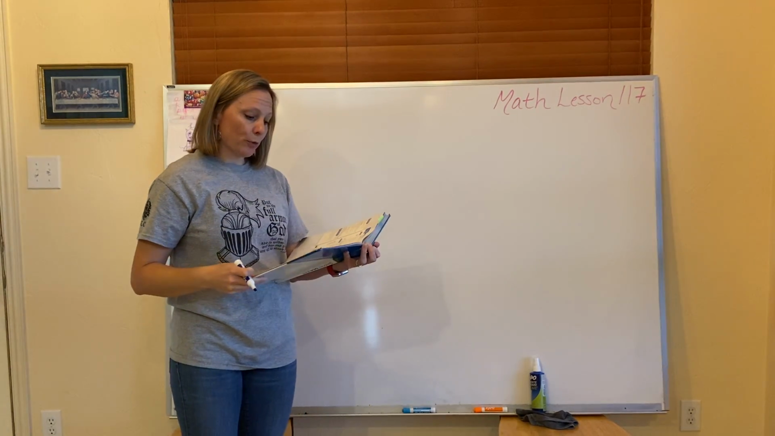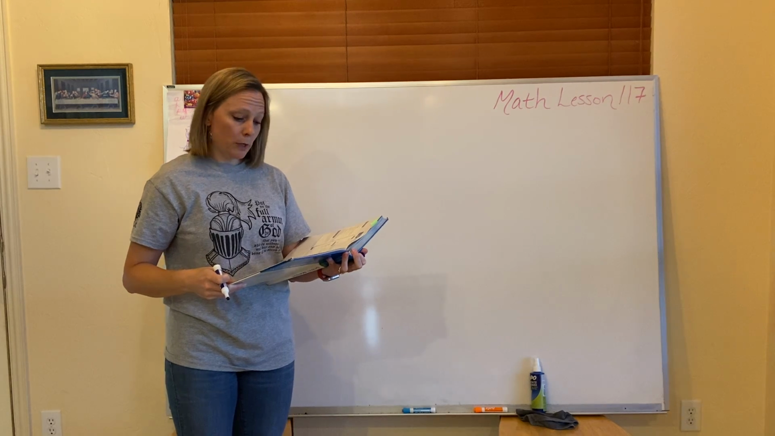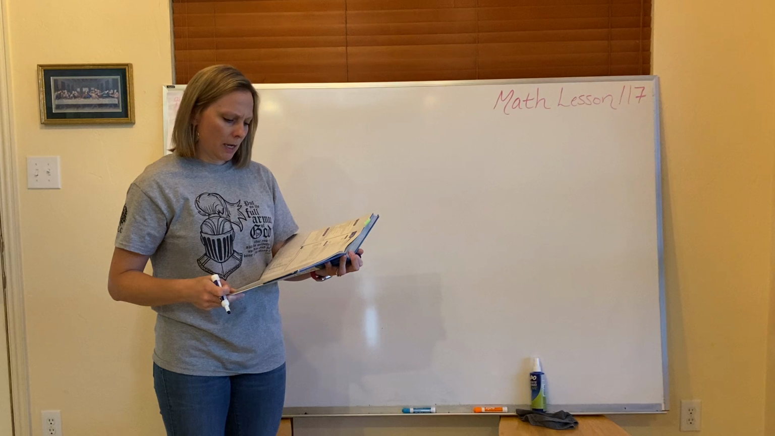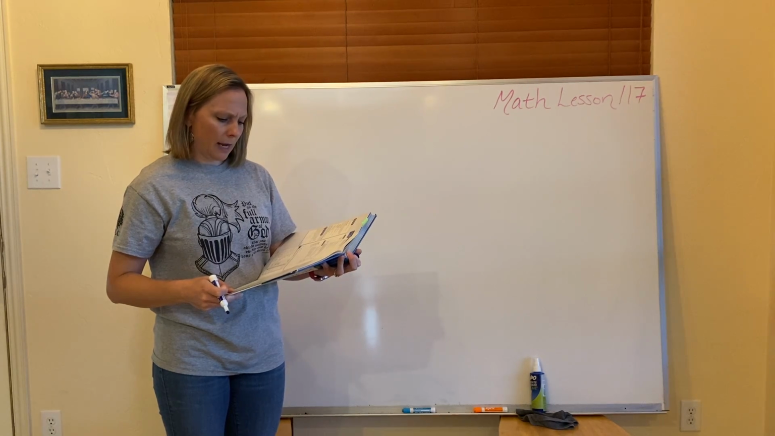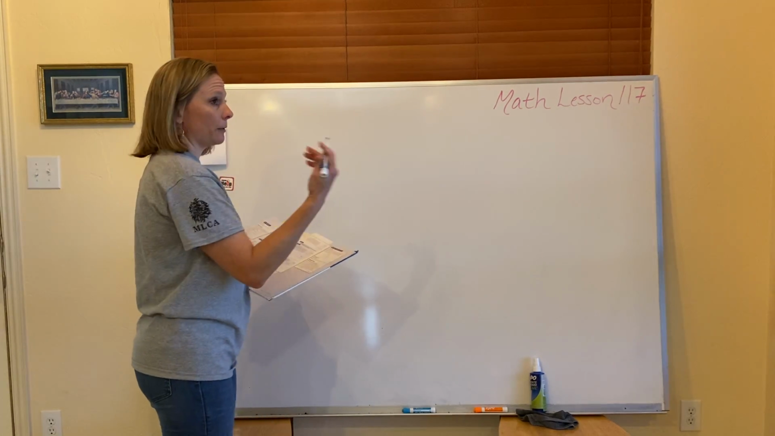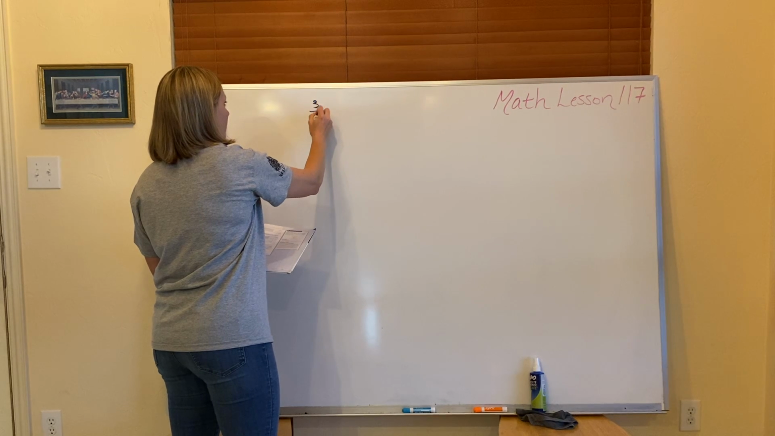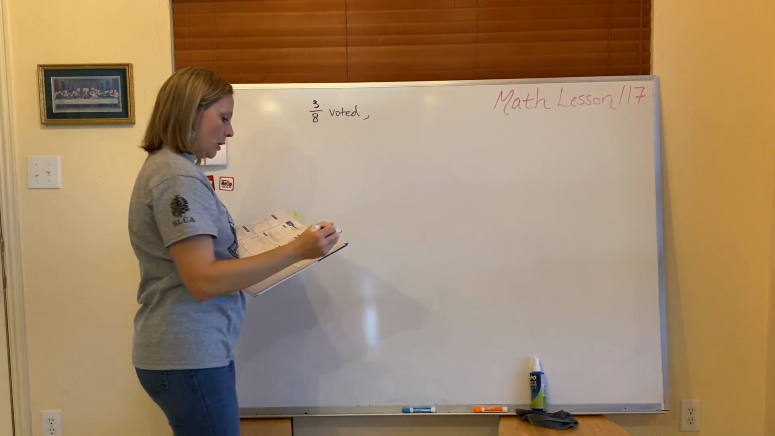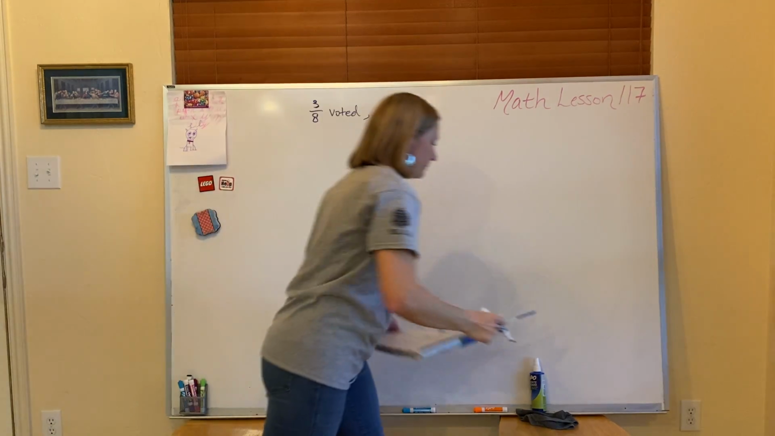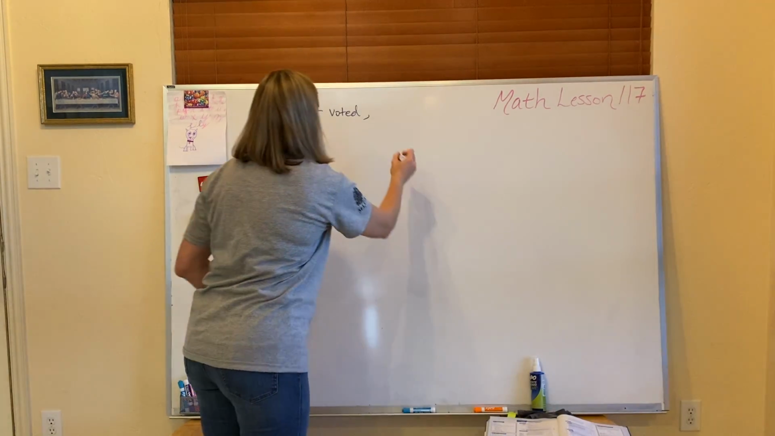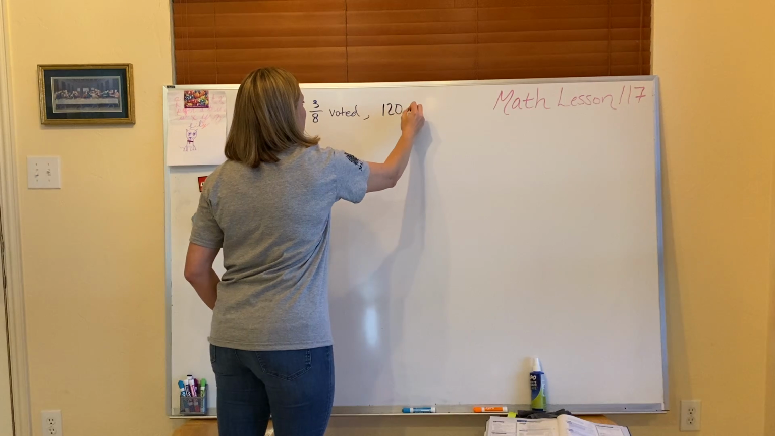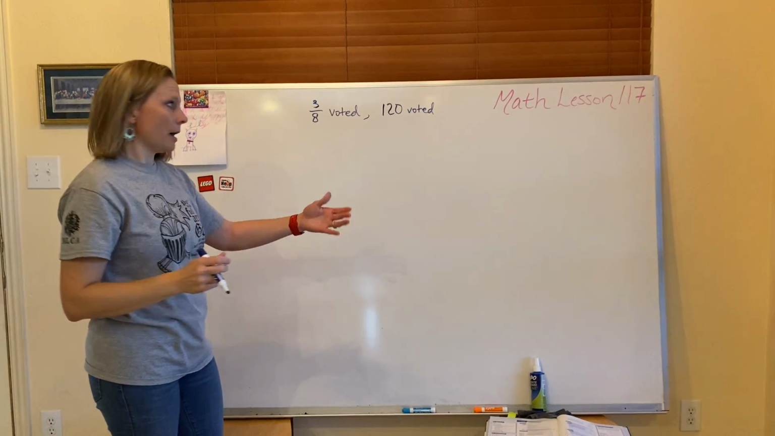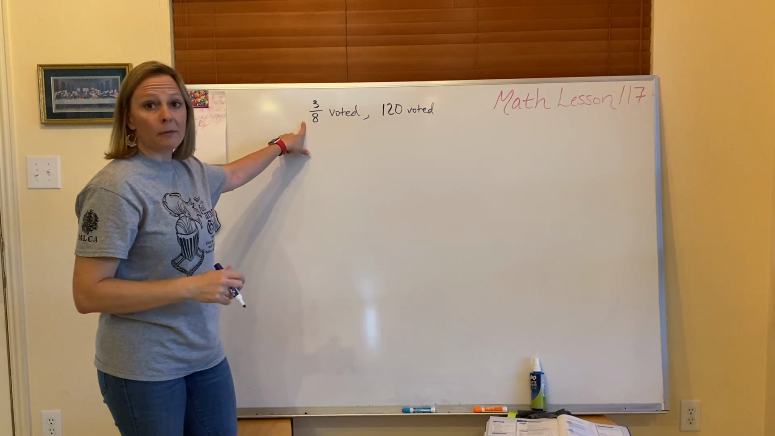Example 1 says that 3/8 of the townspeople voted. If 120 of the townspeople voted, how many people live in the town? Okay, so we know our fraction is 3/8 voted, and we know 120 voted. So we will make our diagram. How many pieces will it have? It will have 8.